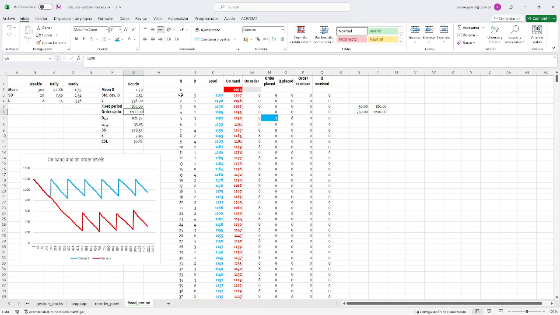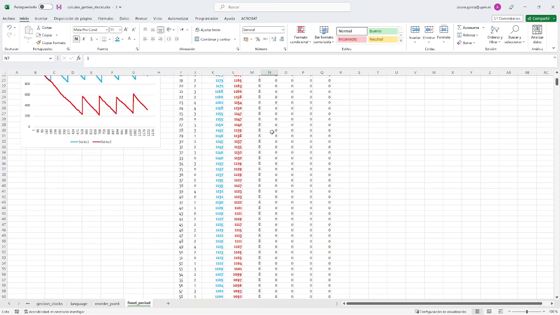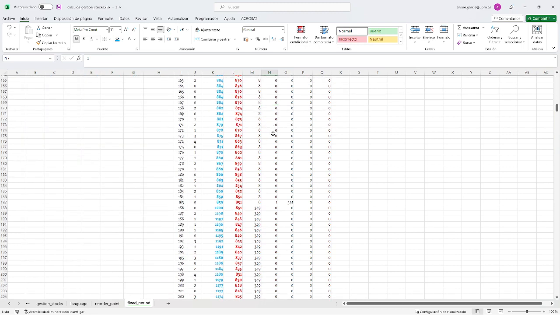I have a row per hour, the demand for every hour, and as in the previous video, we have the level, the on-hand inventory, and the on order. The difference here is that we are going to place an order. I'm going to have a first order placed here, this blue color. And then I have this formula here that makes sure that if this is 150, no, in this case 180 rows down, I will get another one somewhere here.